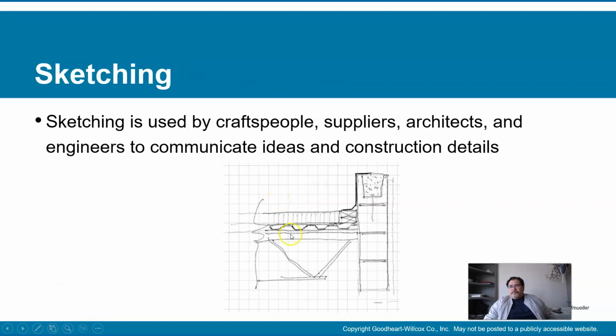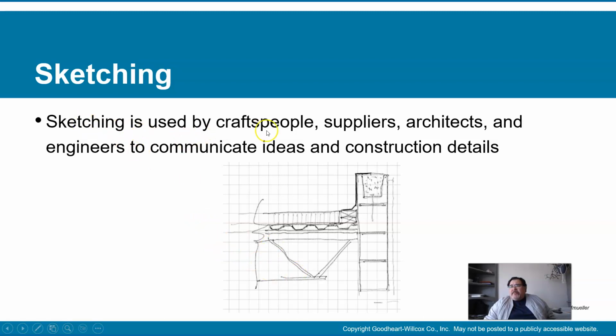Sketching. So you see we got a little graph paper here in the background and some type of sketch. I'm not sure if it's a plan or an elevation. You see right here this little line with a scribble through it is a break line, so something's going on over here that we're not sure about.